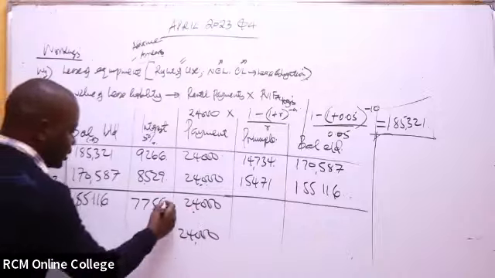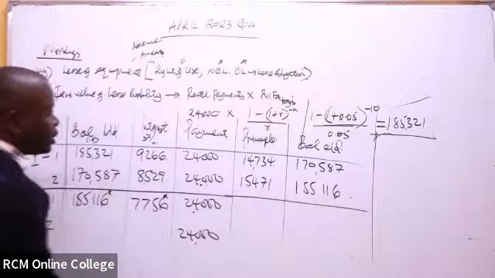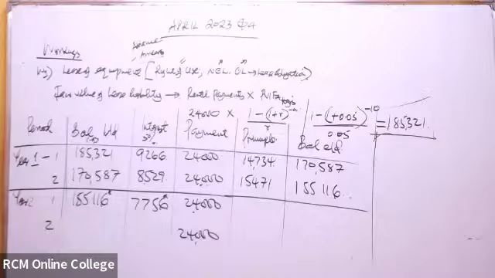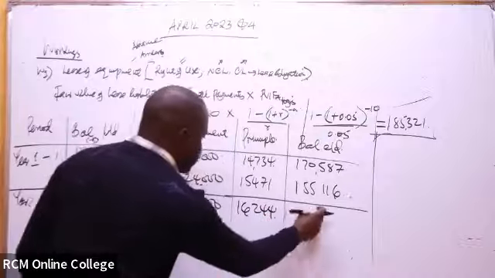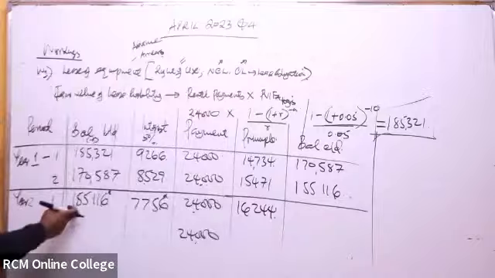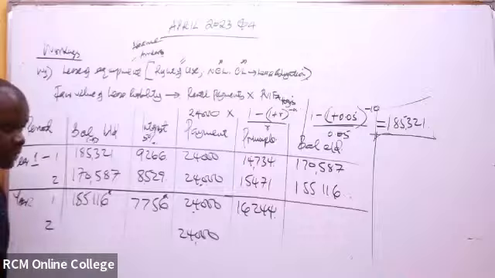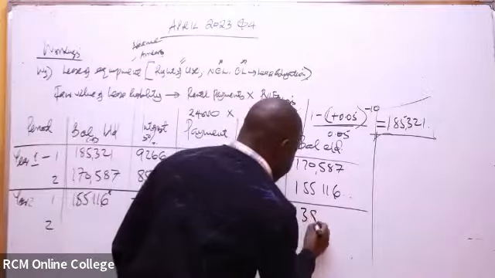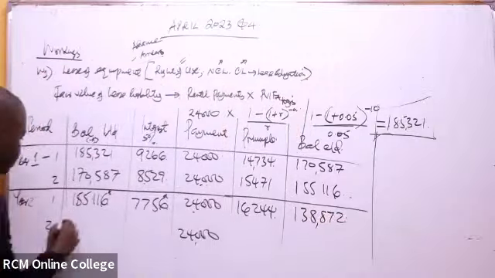Then what was the principal amount settled when they paid this? In this 24, they paid this interest and a portion of this. If you want to know the portion they were paying, you put it there. The principal is 16,244. Then what is the balance carried down of this principal amount? 138,872.